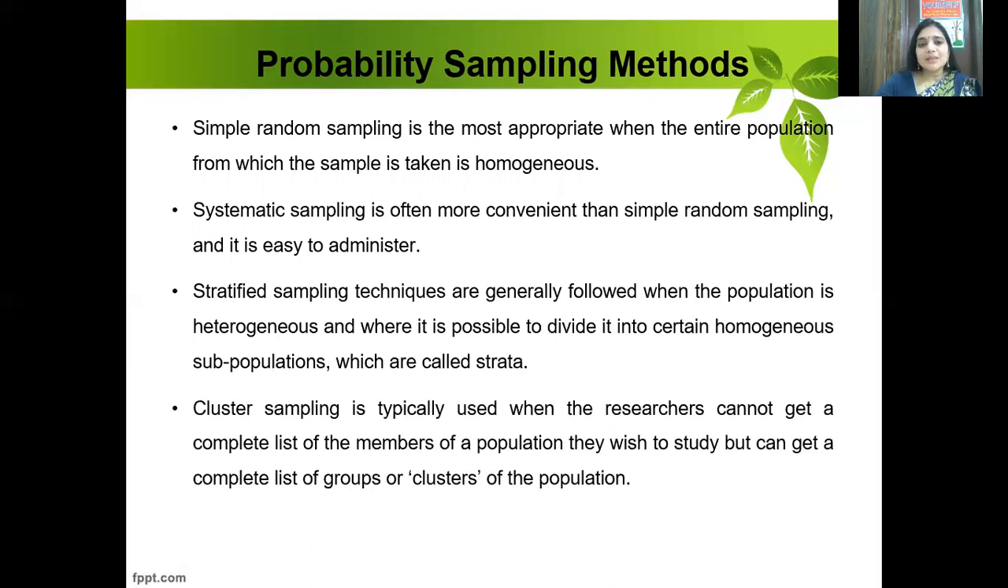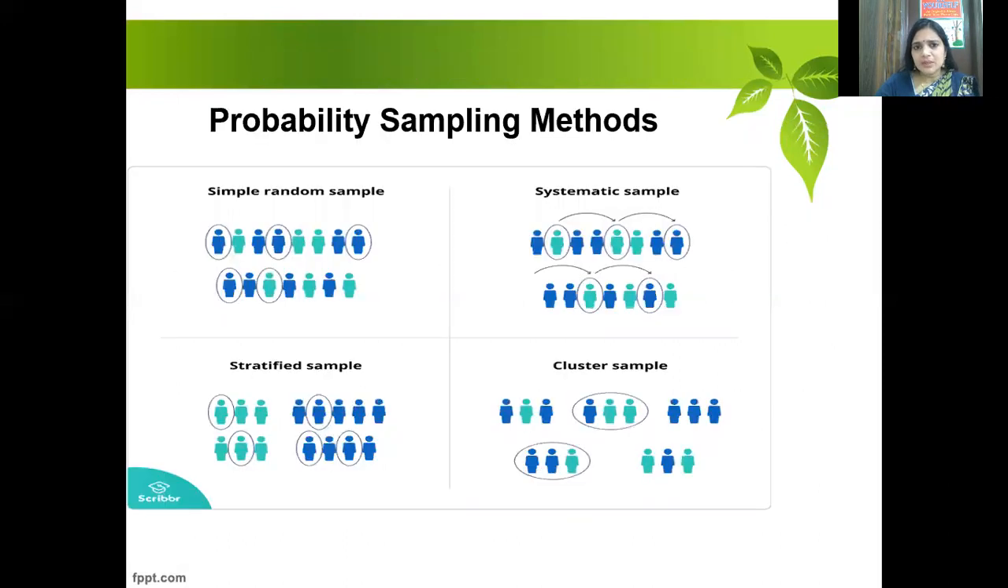And cluster sampling is typically used when the researchers cannot get a complete list of the members of a population they wish to study, but can get a complete list of groups or clusters of the population. That's all. We can have a diagrammatic view of probability sampling methods.